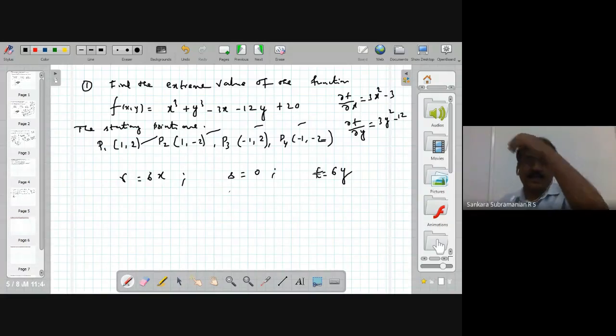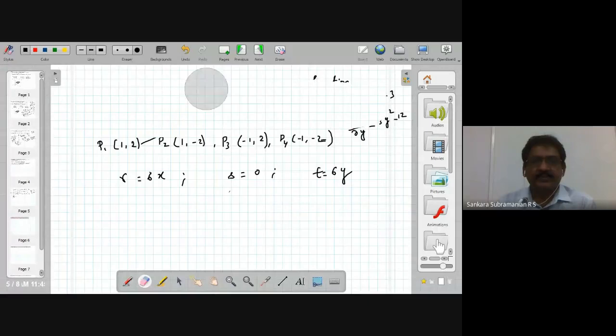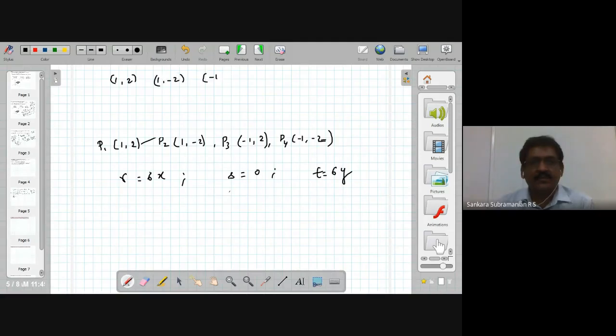Now you have to go for the tabulation column. So points will come. The first point is 1 comma 2. In the second column, you have 1 comma minus 2. Third column, you have minus 1 comma 2. Last column, minus 1 comma minus 2.